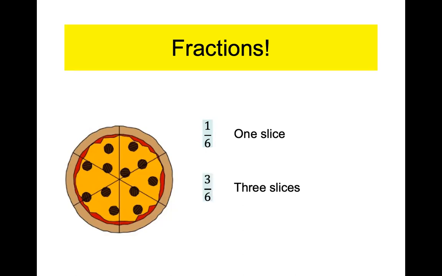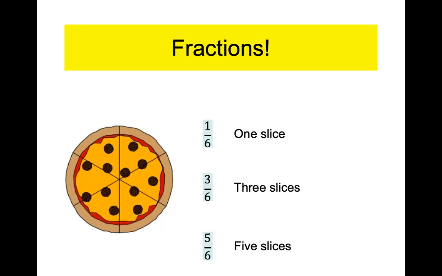The numerator always describes how many slices you have, and the denominator, the bottom number, always describes how many total slices there are. All right, 5 slices would be 5 out of 6. Second thing to remember is that fractions also describe division.